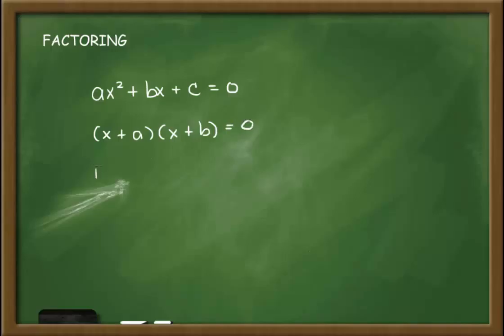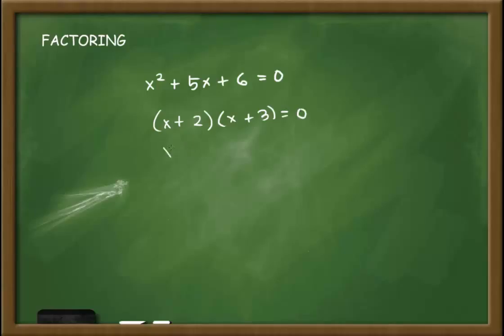In solving quadratic equations by factoring, first, transform the quadratic equation into standard form, which is ax squared plus bx plus c is equal to 0. Then, factor the quadratic expression, which is x plus a times x plus b is equal to 0. Then, apply the principle of zero products. If a and b are real numbers, then a times b is equal to 0 if and only if a is equal to 0 or b is equal to 0. Solve each resulting equation.